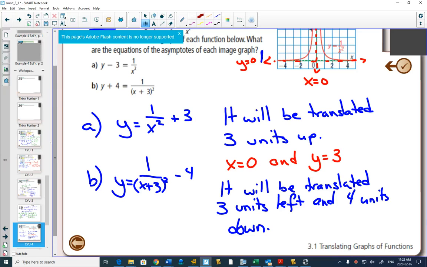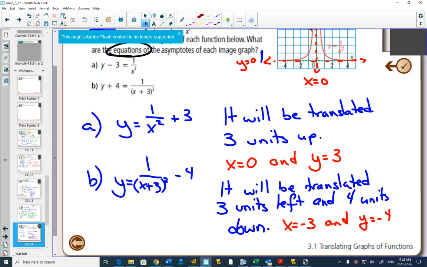If we think about our asymptotes, can you see that if you moved it 3 units left, that vertical asymptote at x equals 0 would now be at x equals negative 3. And if you moved it 4 units down, you would be at y equals negative 4. That's like it cannot do that, right? Right. The graph never touches that, but when we write an equation there is always an equal sign.